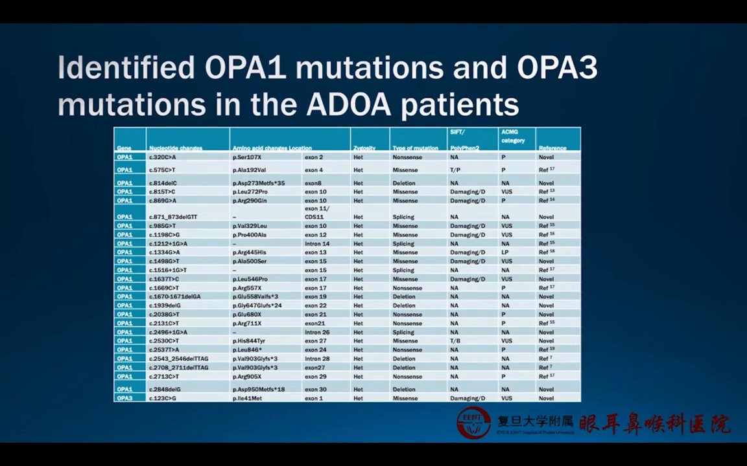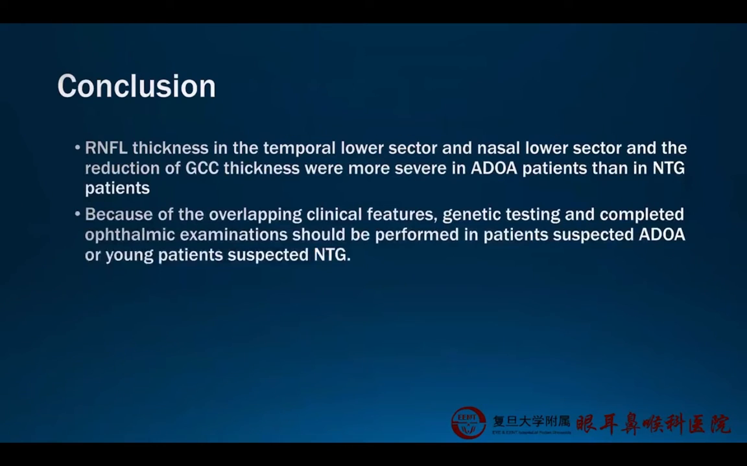36% were missense mutations and 16% were splicing mutations. These variants might be harmful to the OPA1 transcription and translation, and ultimately damage the function of mitochondria.